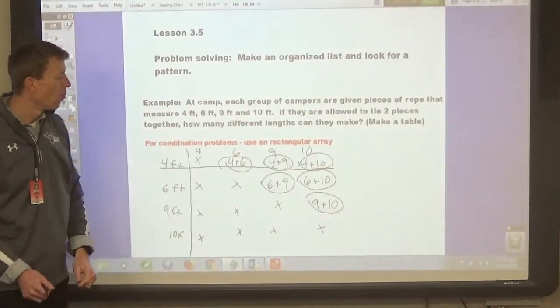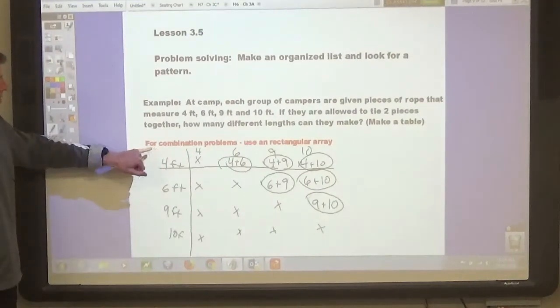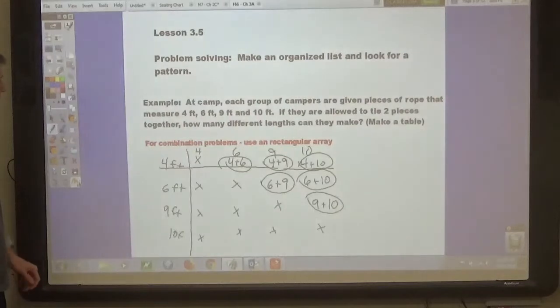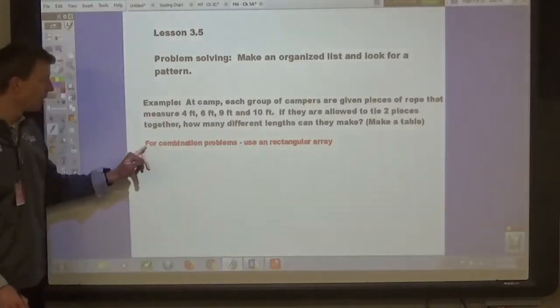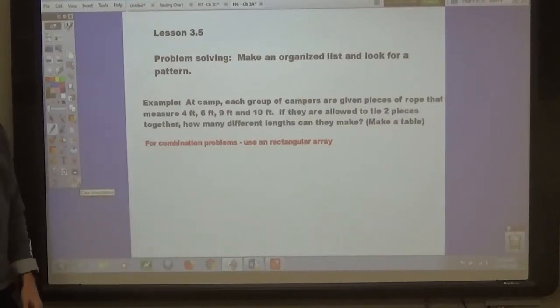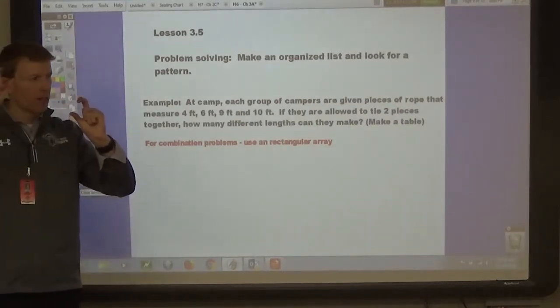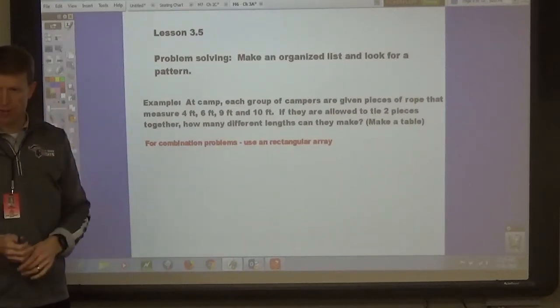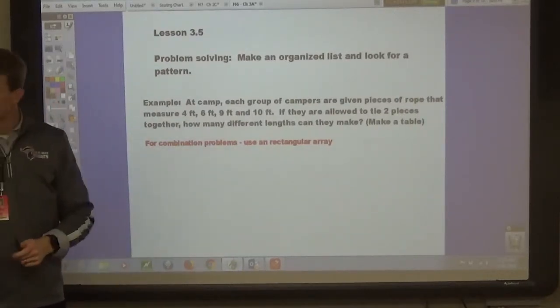Well, when you are given a situation like this, you can make what's called a rectangular array. This works really well for combination problems, when you have 2 that you're going to use to make a combination. Okay? Why don't you just listen in?